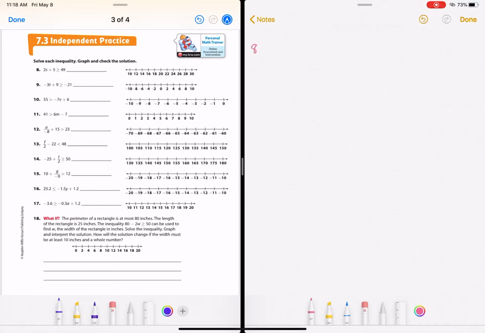So number 8, we're going to start with 2s plus 5 is greater than or equal to 49. So the first thing we need to do is subtract 5 from both sides. 49 minus 5 is 44. Divide both sides by 2. And s is greater than or equal to 22. So close circle, and it is greater than or equal to, so we are going towards the right.